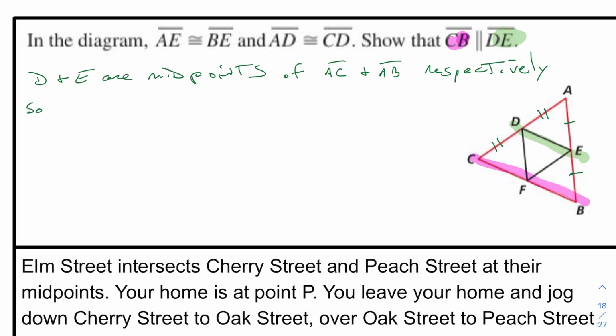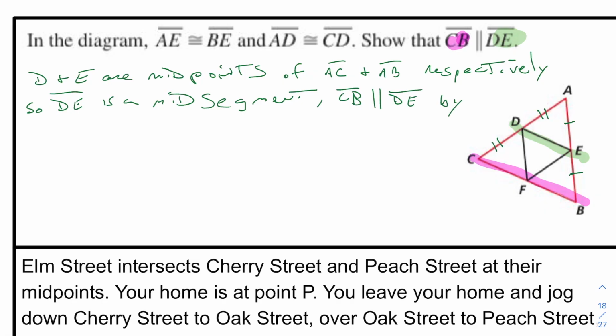So DE is a midsegment, so therefore CB is parallel to DE by the triangle midsegment theorem. So we have to include, anytime we're proving something, we got to show all the reasons why it's true.